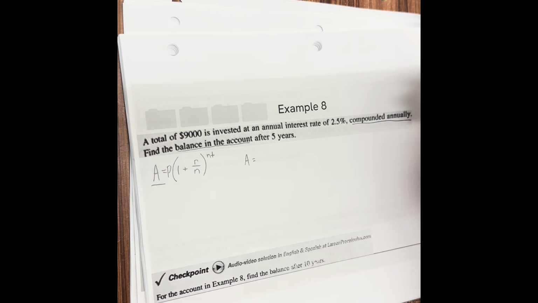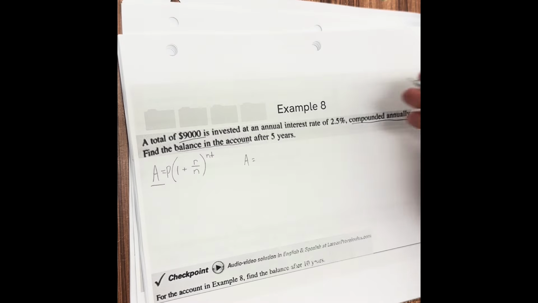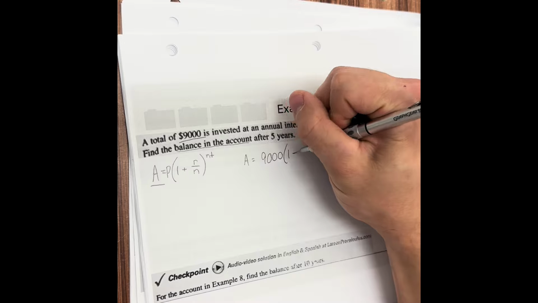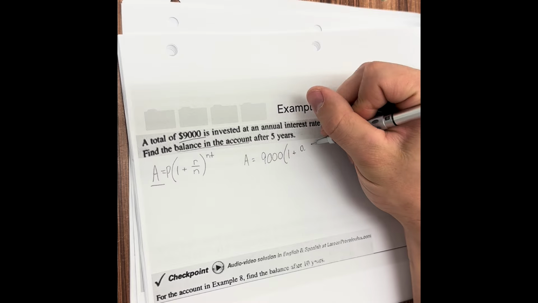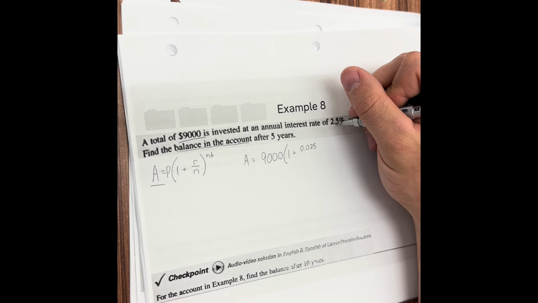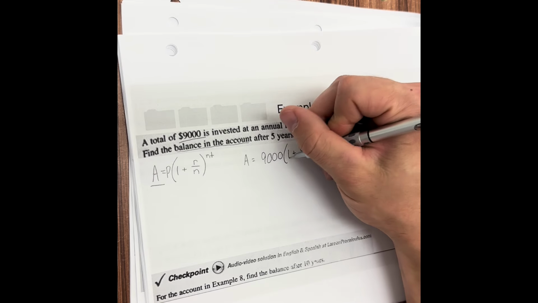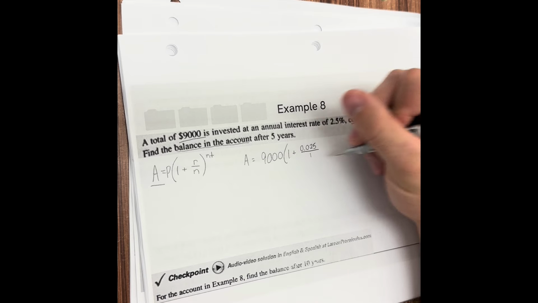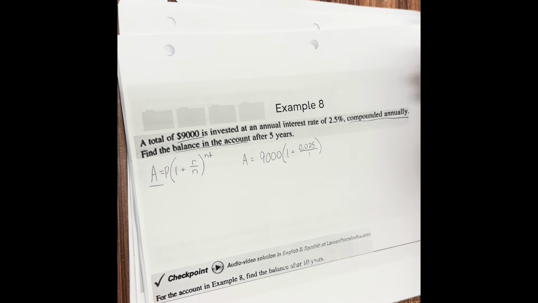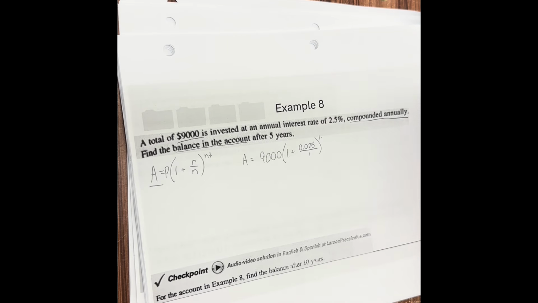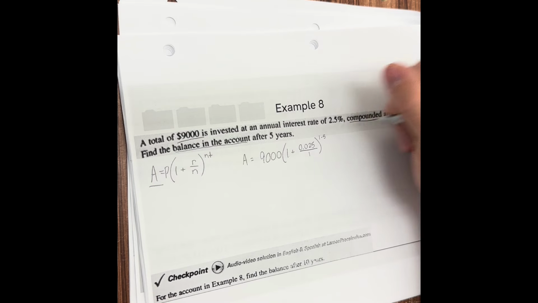So A equals, and then $9,000 is invested. That's our principal, P, times 1 plus our rate, 0.025. Again, 2.5%. You move the decimal place to the left 2 spots. And then over the number of compoundings annually, which in this case is 1, to the power of n times t. So our number of compoundings, 1 per year, times our time, which would be 5 years.